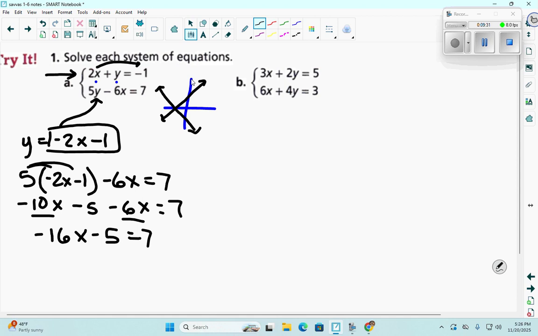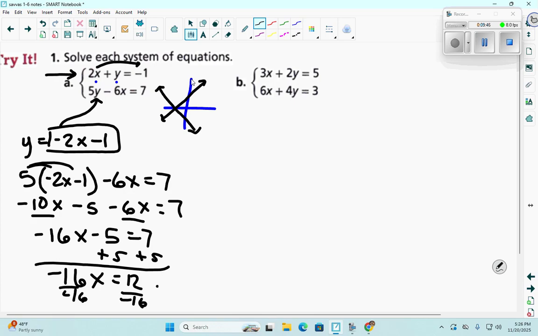Add my 5 over to the other side. So now I have a negative 16x equals 12. Okay, and then divide by a negative 16 on each side. So if I were to simplify that down, 4 can go into both of those, but it would be a negative 3/4. Okay. So that is what my x is.